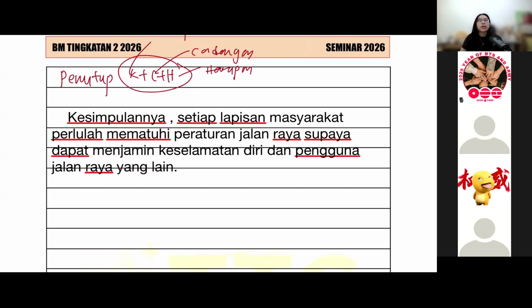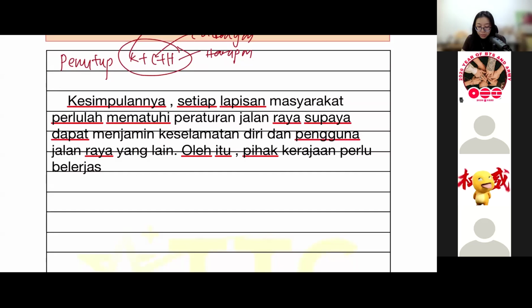Spread awareness. Spread awareness is not police already. Then if you want to say governments, then they can say pihak kerajaan boleh bekerja sama dengan pihak media massa. Okay, so you can say oleh itu pihak kerajaan perlu bekerja sama. If you want to say menguatkan, you say mengetatkan undang-undang. We don't say hukuman. And if you want to say hukuman, it's like mengenakan hukuman dan denda.